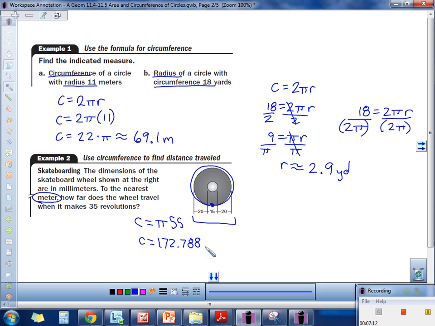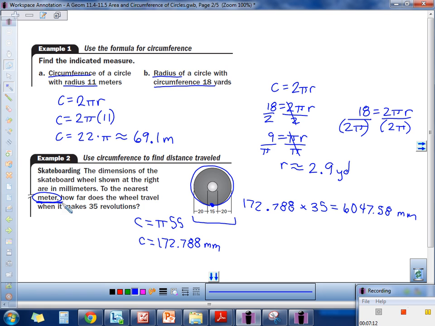But right now this is in millimeters, and that's only one revolution. How many revolutions do I need to actually do? 35. So I need to take this value and times it by 35. So 172.788 times 35 should be a pretty big number. 6,047.58. But once again, this is still in millimeters, and we need our final answer in meters.